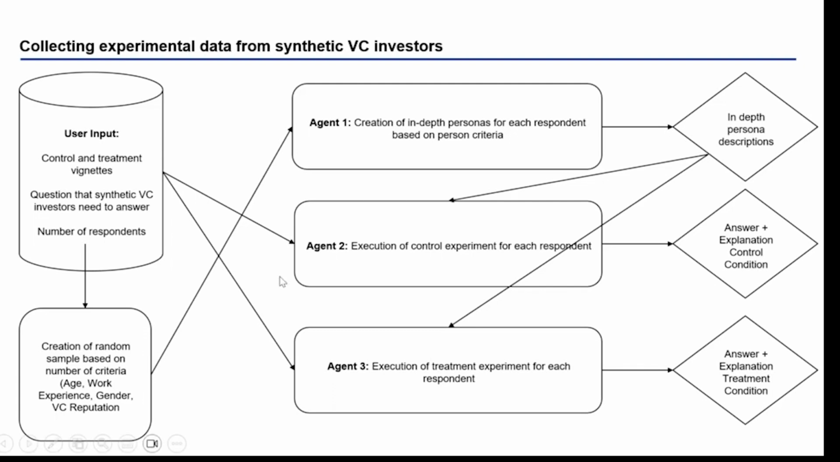Subsequently, this sample will be fed into the first agent. And this first agent, based on the information created in the random sample, will create for each person an in-depth persona. So based on the age, VC experience, work experience, it will create an in-depth persona as a VC investor. That will be the output of the first agent.